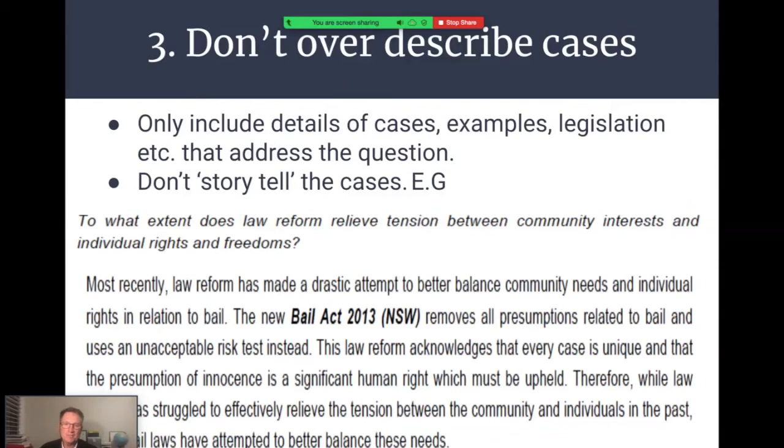Don't over-describe cases. When you're naming a case, we have an example here. I'll read it. Most recently, law reform has made a drastic attempt to better balance community needs and individual rights in relation to bail. Excellent topic sentence. The new Bail Act 2013 removes all presumptions related to bail and uses an unacceptable risk test instead. In one sentence, I've referred to the Bail Act and I've described all the detail I need to know about the Bail Act in order to answer this part of the question. I don't need elaborate detailed notes on the Bail Act. I just need to know what was the decision, how is it useful.